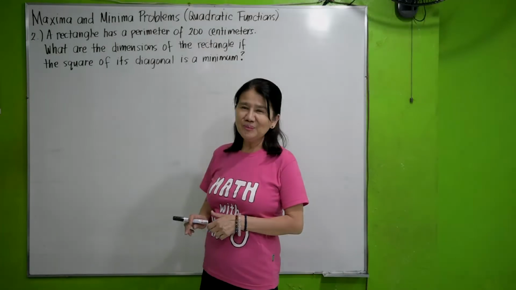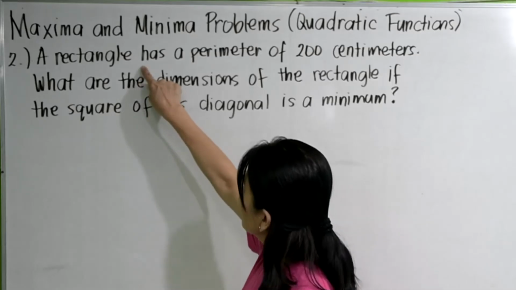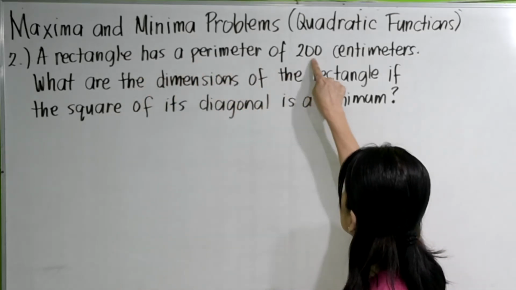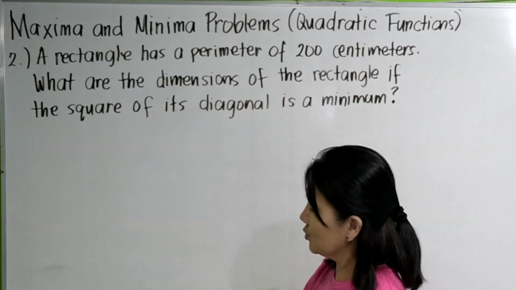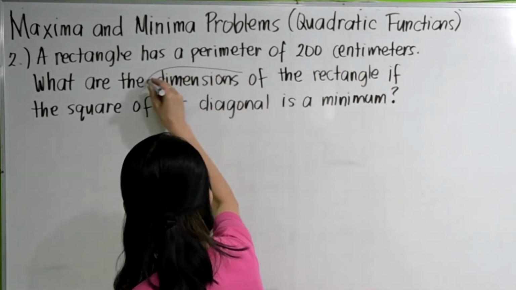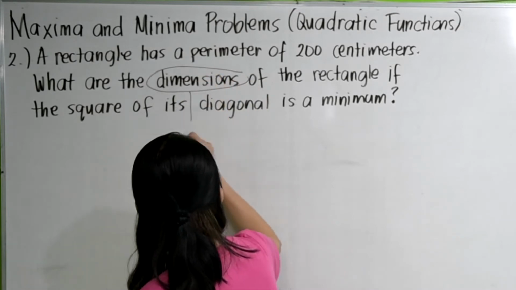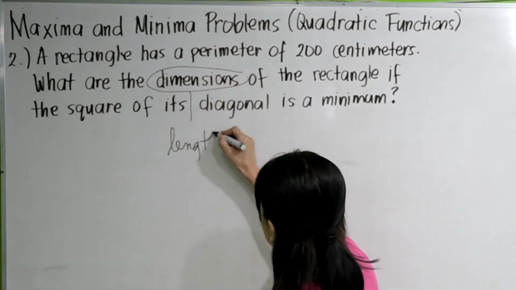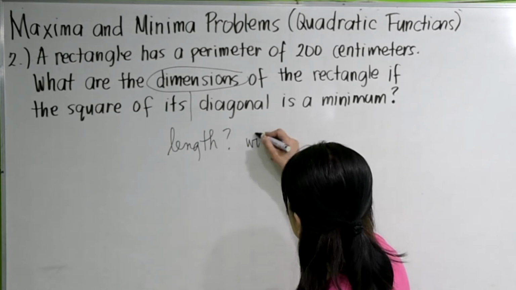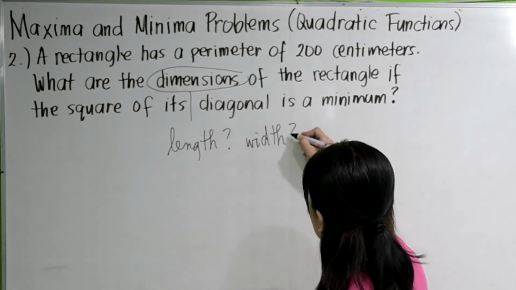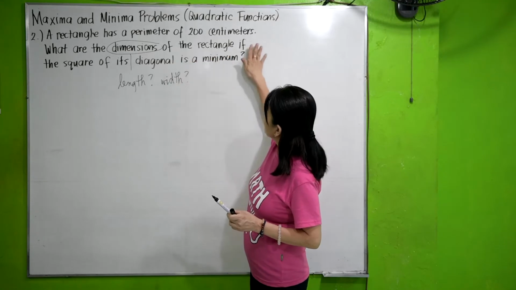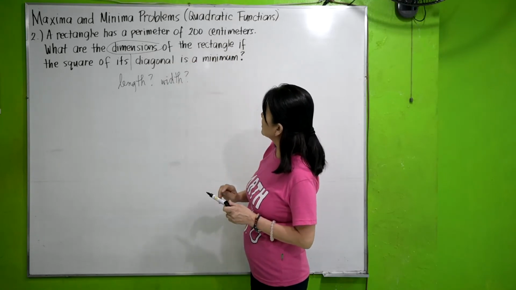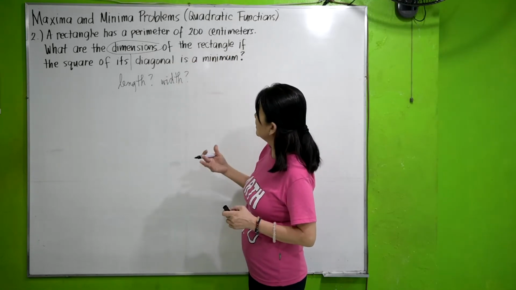Problem number 2. A rectangle has a perimeter of 200 centimeters. What are the dimensions? When we say dimensions, we're referring to the length and the width. So we're being asked about the length and the width. So what are the dimensions of the rectangle if the square of its diagonal is a minimum?